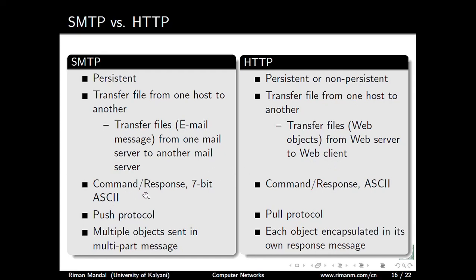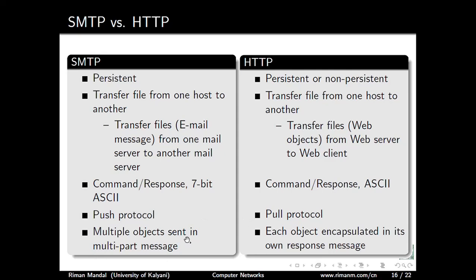SMTP uses a command response system. HTTP also uses a command response system. SMTP uses 7-bit ASCII, whereas HTTP also uses ASCII, but there is no restriction of 7-bit. SMTP is also called a push protocol. Why is it a push protocol? Because from the client side, the mail or the message is pushed to the server side, whereas HTTP is a pull protocol, because the web client pulls some data or some web object from the web server to its own device. This is why HTTP is a pull protocol and SMTP is a push protocol.